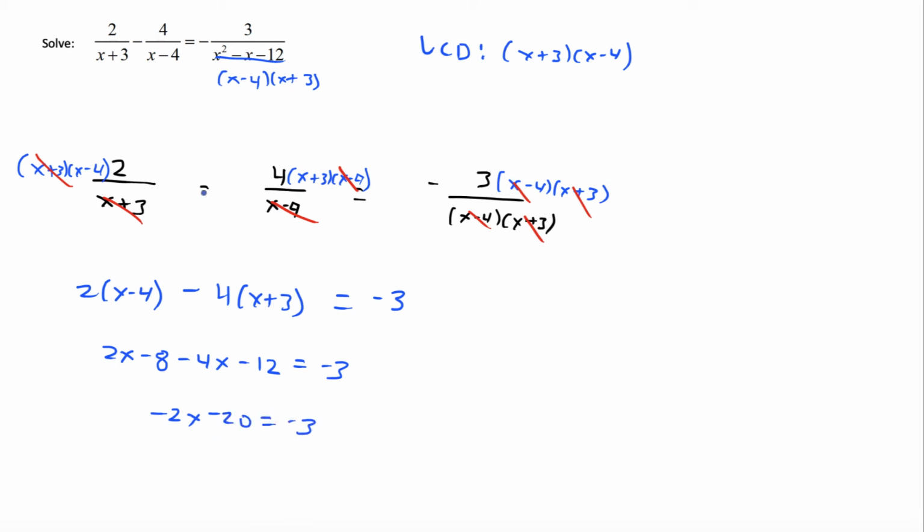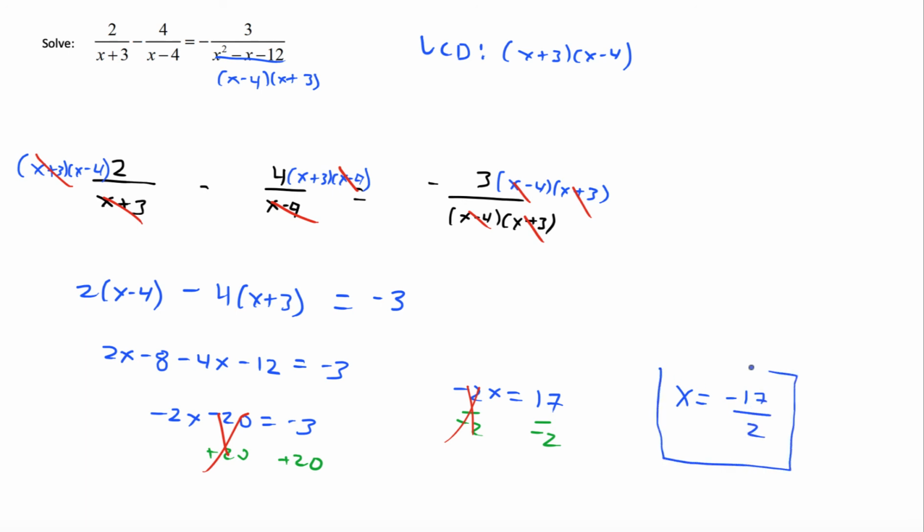From here, I'm going to add the 20 to both sides. Remember, I want to solve for x. So that's going to cancel out the 20s, and we get negative 2x is equal to 17. And finally, when I divide both sides by negative 2, I'm going to get my x by itself, which is good. And that's going to be my answer. In this case, x equals negative 17 divided by 2.